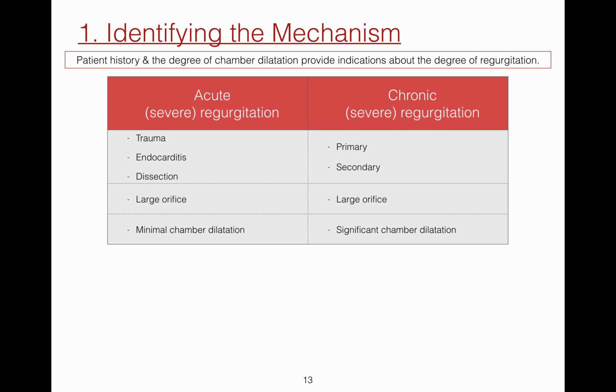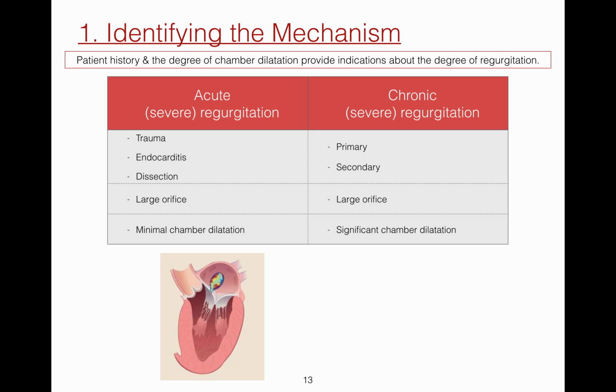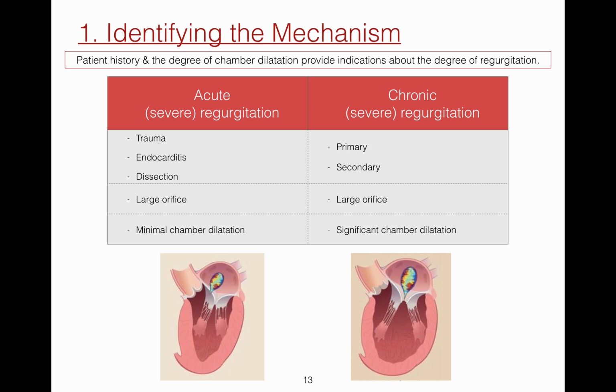Recent severe trauma or a dissection can result in significant valvular regurgitation, which a patient is unlikely to tolerate for any great length of time. While the effective regurgitant orifice for both severe acute and severe chronic regurgitation will be large, there may well be very minimal chamber dilatation with acute severe regurgitation, which is in contrast to chronic significant regurgitation.